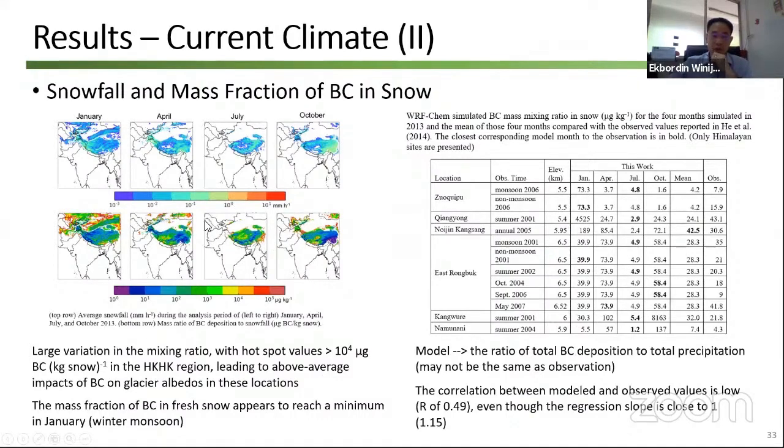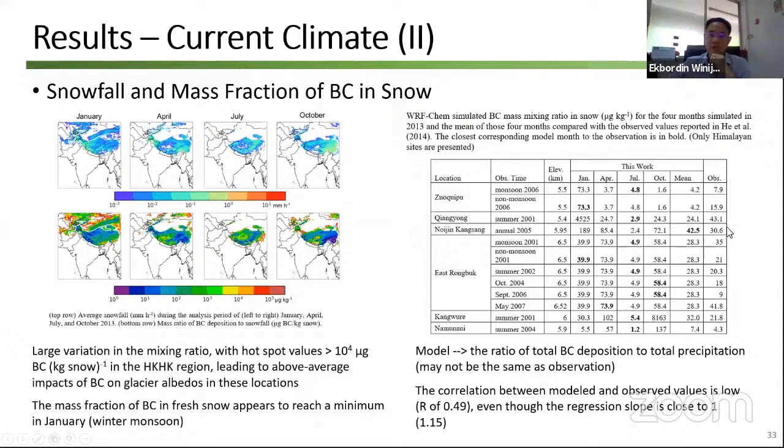You can see there is a large variation of the BC over snow over different times of the year. But anyway, when we compare the results on the right-hand side, in this table, we estimate the concentration, as referred to in this work, in January, April, July, October, and then we create the mean average from this study in different locations compared to the observation. There are researchers who go out, collect snow samples, and analyze the BC concentration in those samples. Most of the time you can see that the concentration from the model is lower than the concentration from observation.